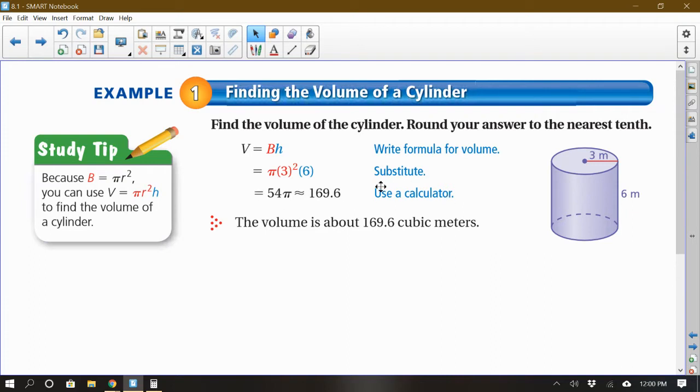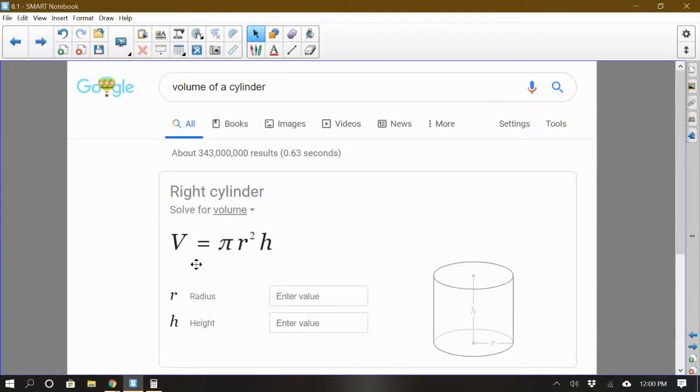And you can see here, using a calculator, they round that off to 169.6. We'll do that a lot today. All of our answers are going to be rounded to the nearest tenth. All right, let's try some. Okay, again, we can see here the volume is pi times the radius squared times height.